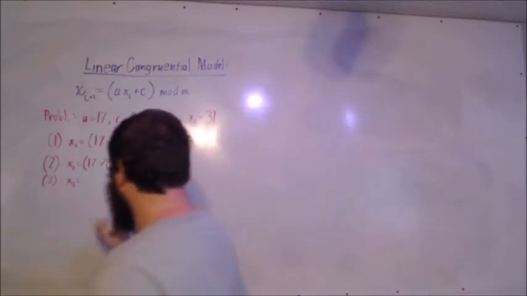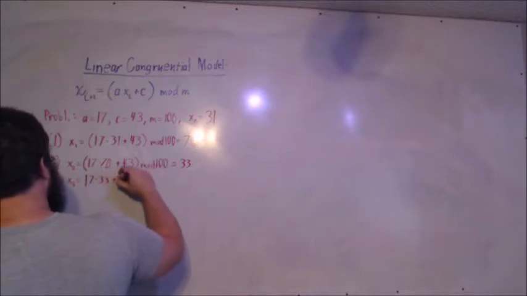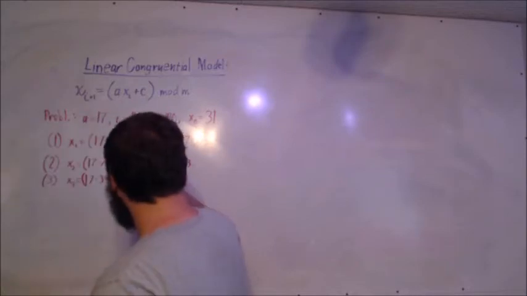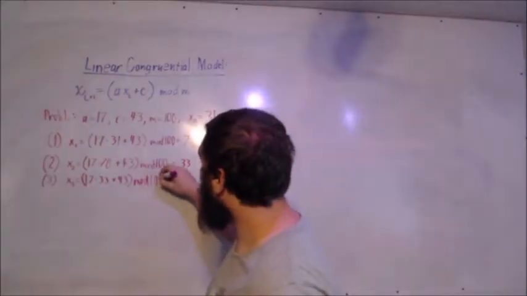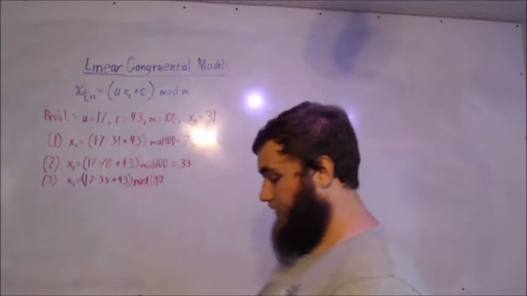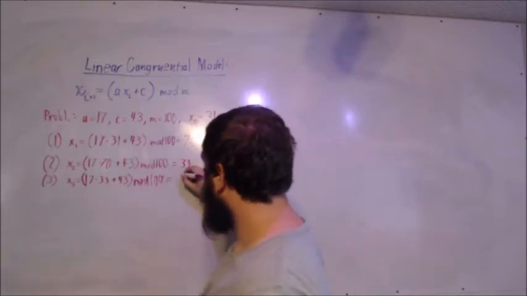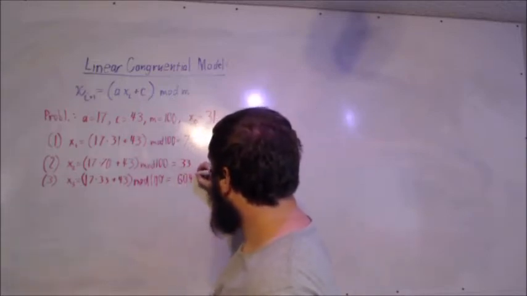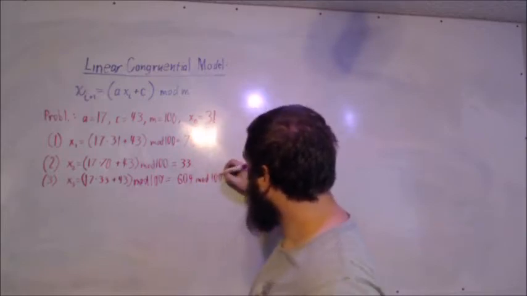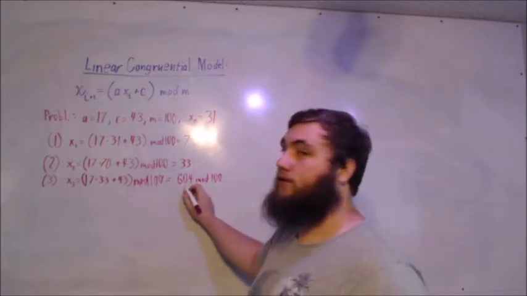Continuing forward, I'm going to say 17 times 33 plus 43. Now that's going to be mod 100 as usual. So what's that going to be? Well, that's going to be 604. Let me go ahead and write it out this time. 604 mod 100. So in this case, you just drop the 600 and you ignore that 0.